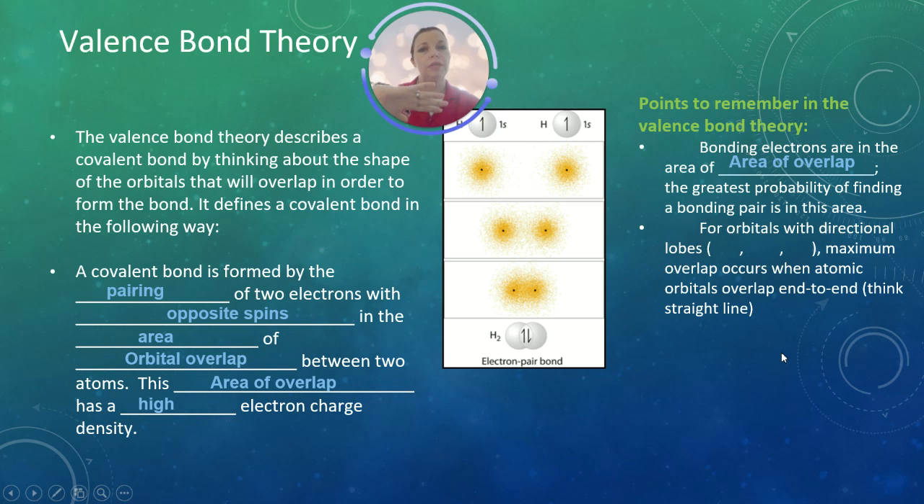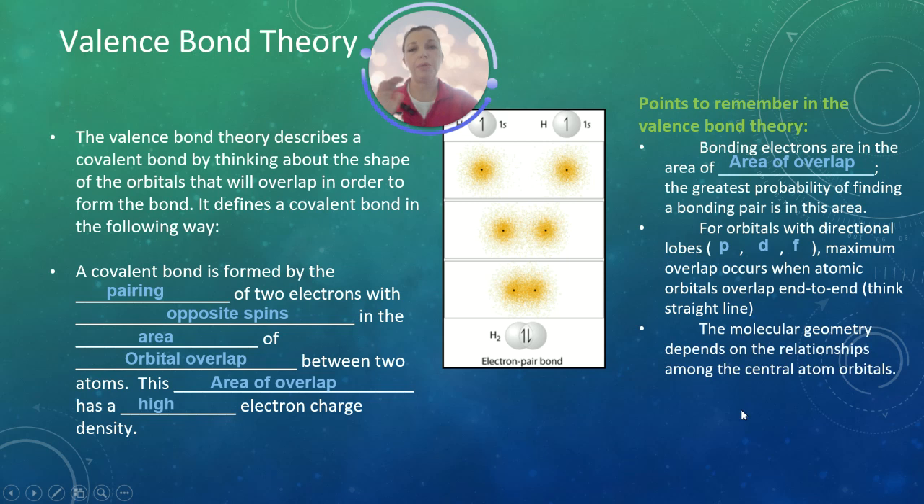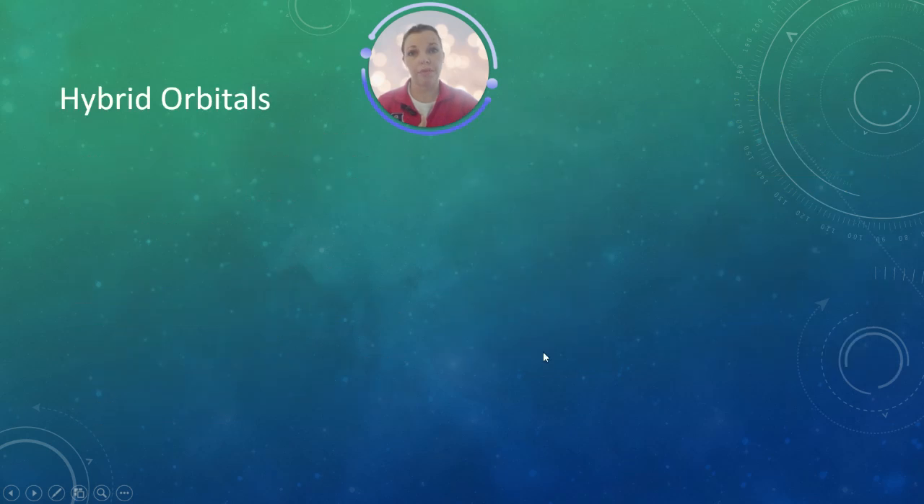So directional lobes are things like, the s orbital does not have a directional lobe. It's a sphere. You can turn it all around and it looks the same. But p, d, and f have those lobes where they've kind of got an oblong shape. So if you turn them, you can see a difference in orientation. So in that case, maximum overlap occurs when the atomic orbitals overlap end to end, like in a straight line like this. So the molecular geometry depends on the relationships among the central atom orbitals.